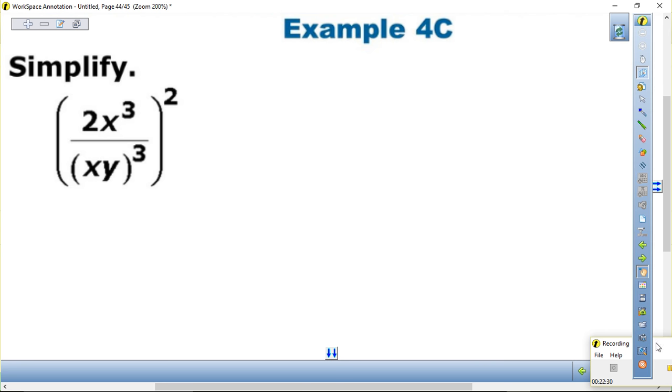Copy that and go. Oh, by the way, on this one, simplify the denominator first, and then do the power quotients. Go.